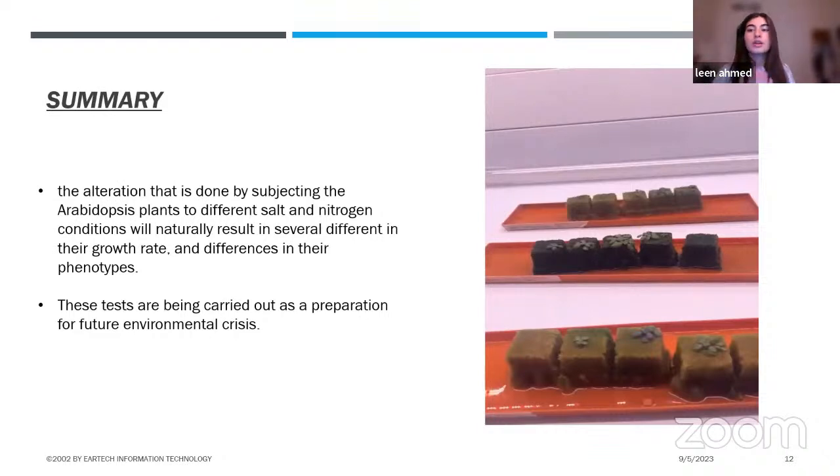So again, I just want to remind you guys that these tests are very important. It looks very silly maybe, but these tests are actually very important because they can be carried out as preparation for future environmental crises. So if any type of pollution happens, let's say nitrogen in this case, we would know exactly what genes cause the stress to the plant, and they can manipulate the plants.